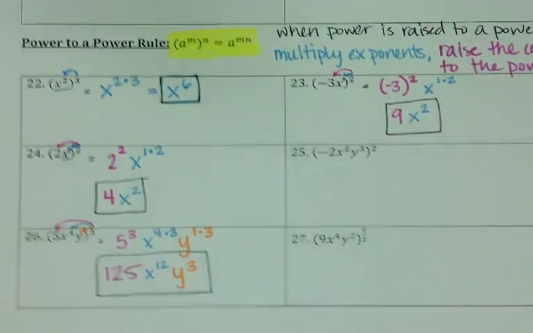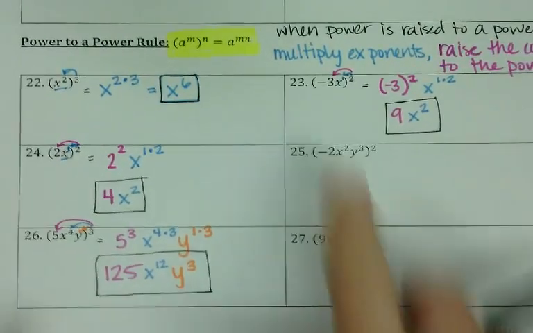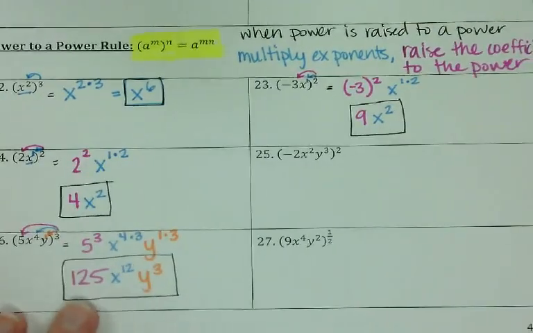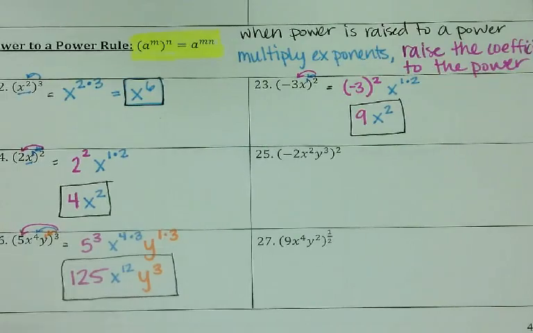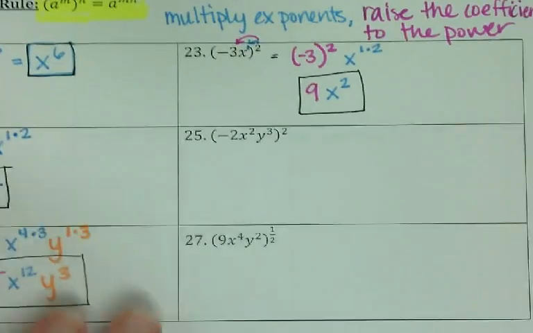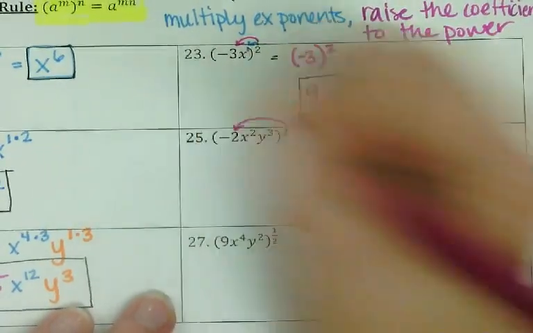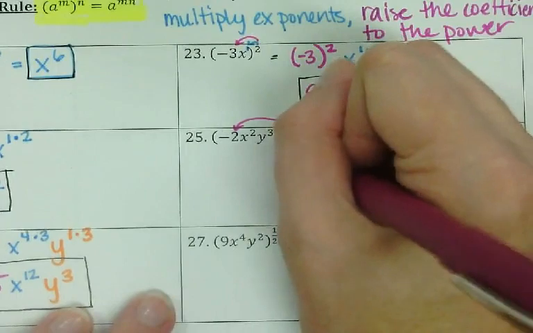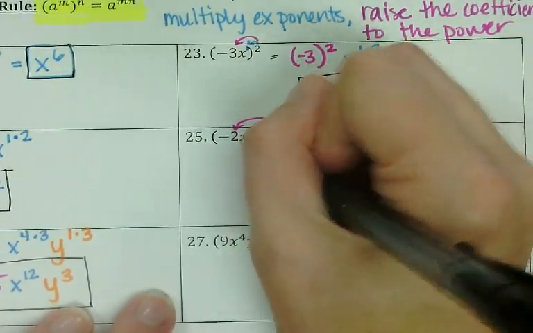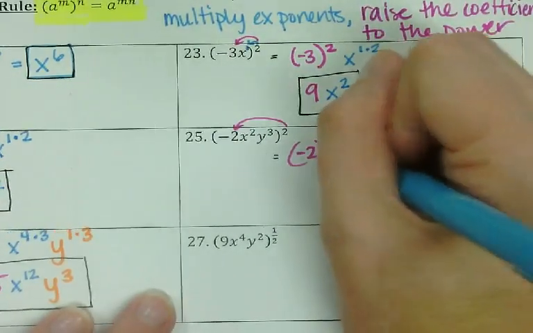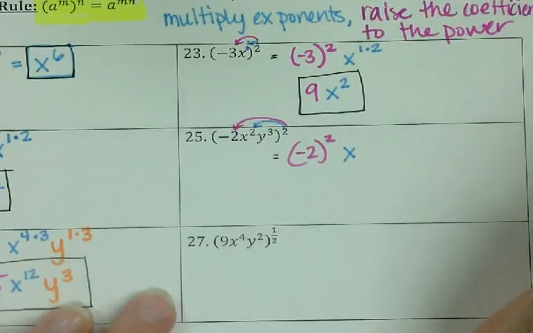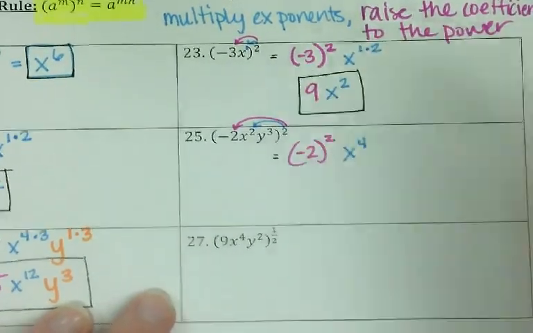So I'm going to be honest with y'all. I typically don't write out this little step with my exponents. I do that part in my brain. So for 25 and 27, I'm going to do that part in my brain and talk you through it. But I still write out my coefficient. So I say that's negative 2 raised to the 2nd power. And then I say that is x, and I'm going to do 2 times 2. So that would give me x to the 4th.